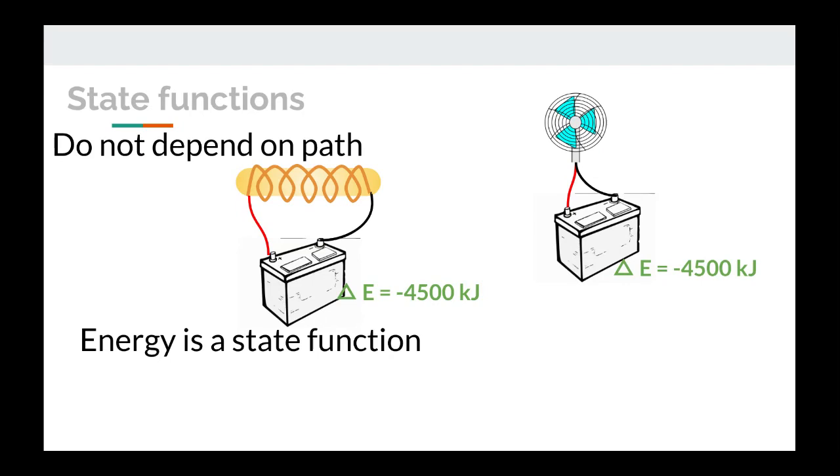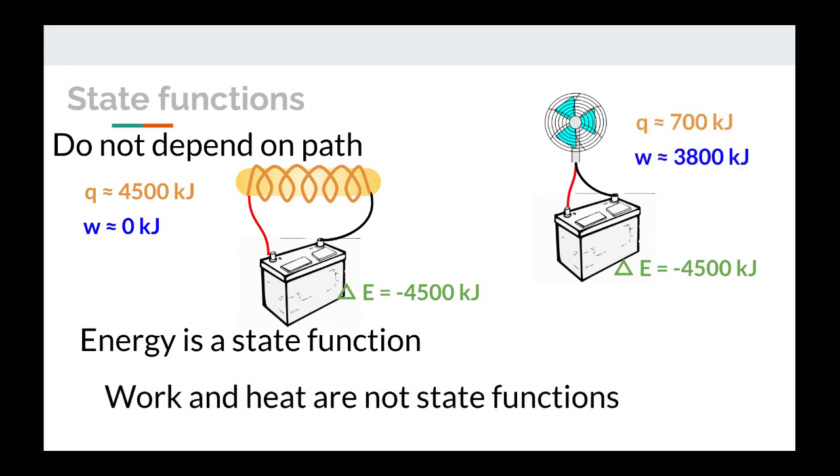But heating and working would not be the same in these two different discharge strategies. In the first one, there would be no work done approximately, but lots of energy would be transferred through heating as that coil got super duper hot. If I used it to run the fan until the battery was dead, there would be very little energy transferred through heating. The fan motor might heat up a little bit, but most of the energy would be transferred through working as I would cause the state of motion of the air molecules that go through the fan to increase. So work and heat are not state functions.